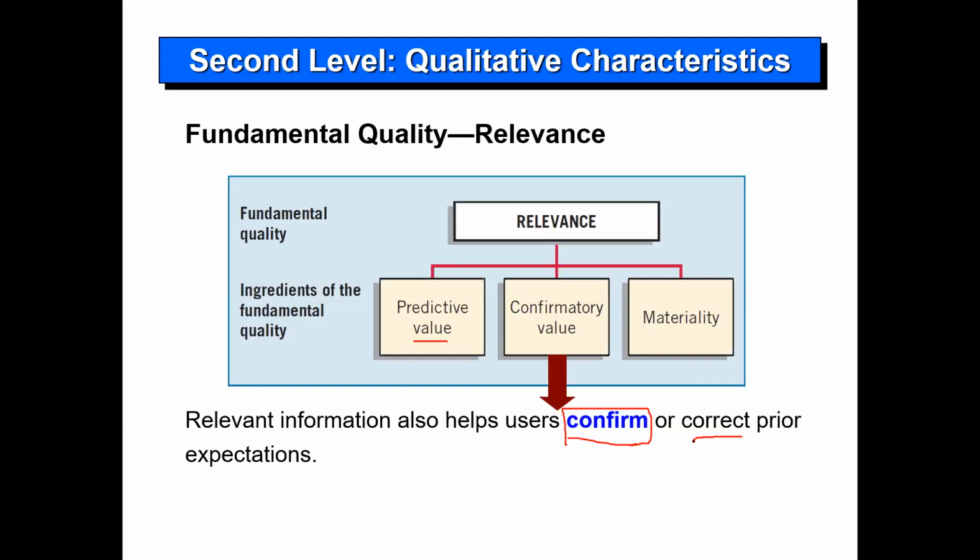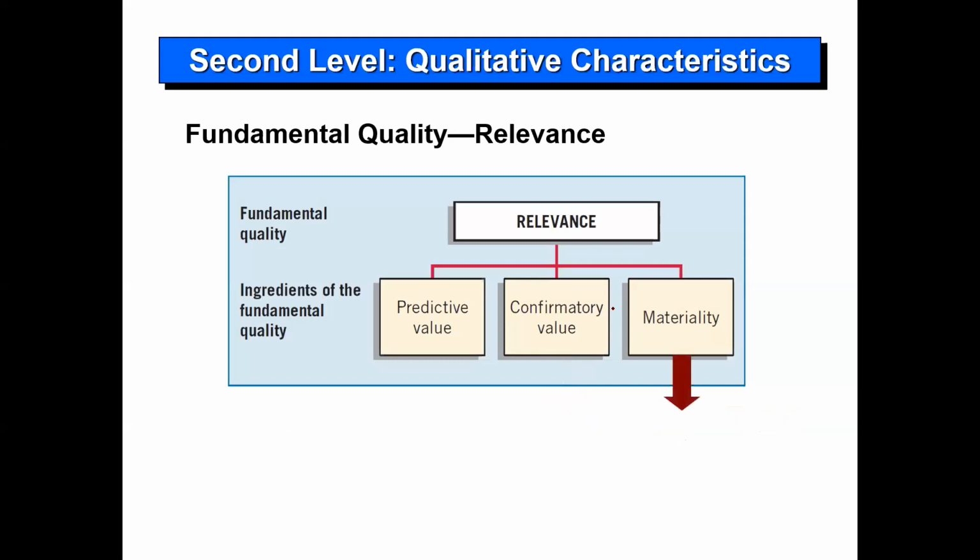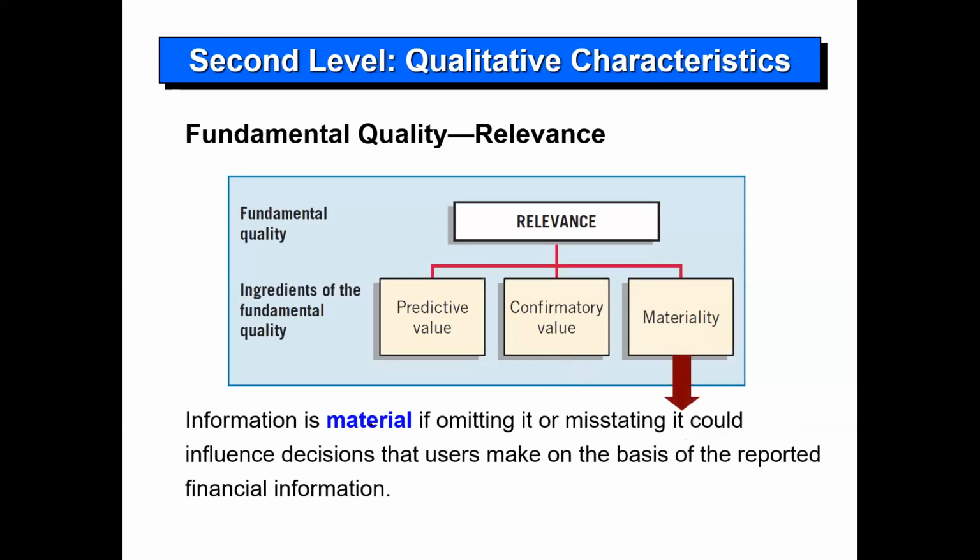If it is not, I will correct my prior expectation and I will take that into consideration for the next day, for the next period. What about materiality? Materiality means information is material if omitting or misstating it could influence the decisions that users make on the basis of reported financial information. Materiality means the relative importance of the numbers.